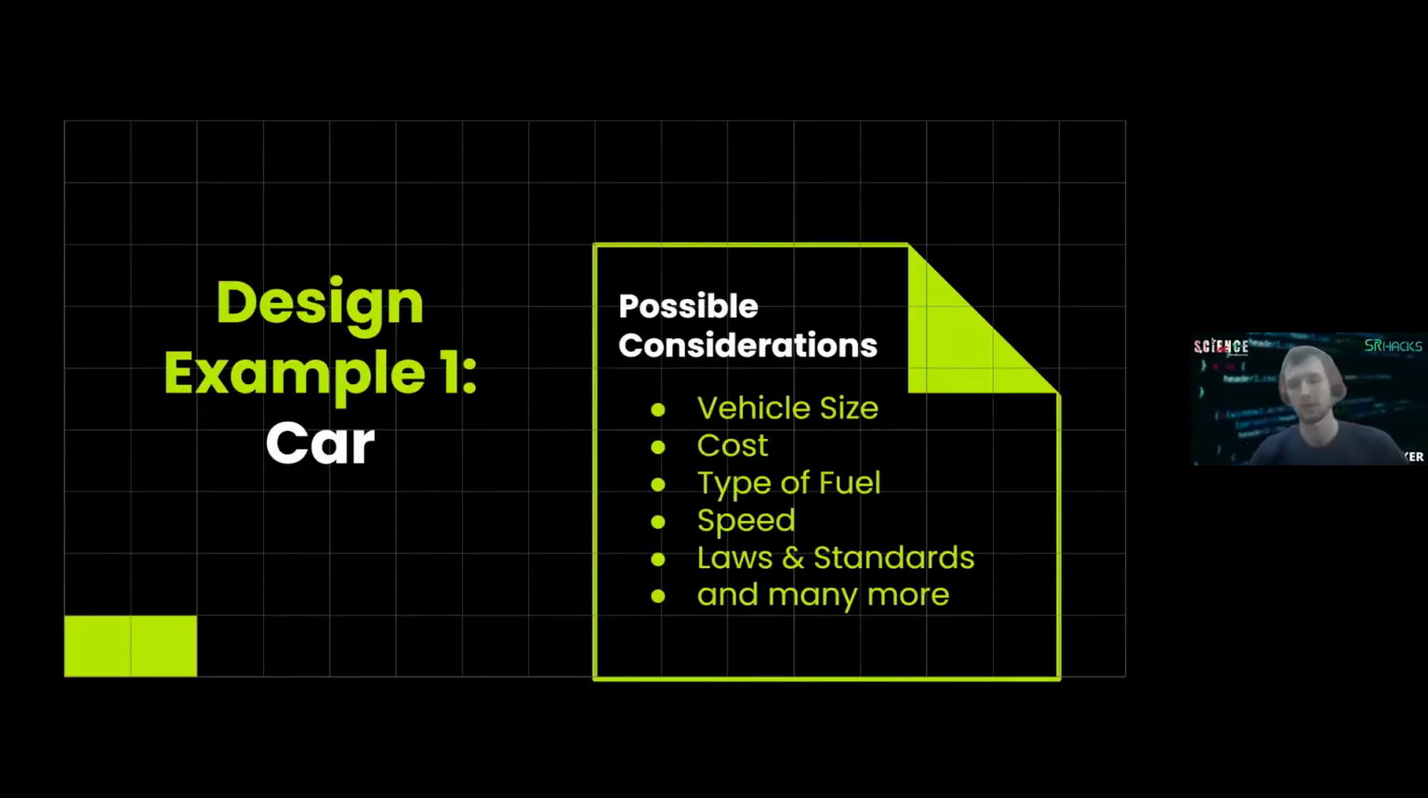So for the car example, these are a few examples that I put down: your size, your cost, your fuel type, speed, any standards or codes, things like that. There's a ton more examples. You guys named some really good ones that I didn't even think to include on here.